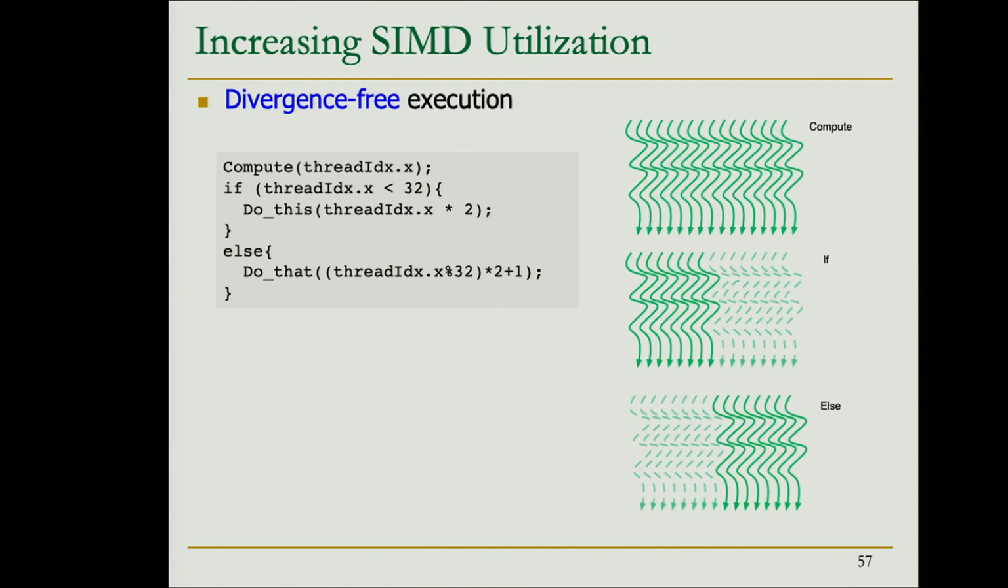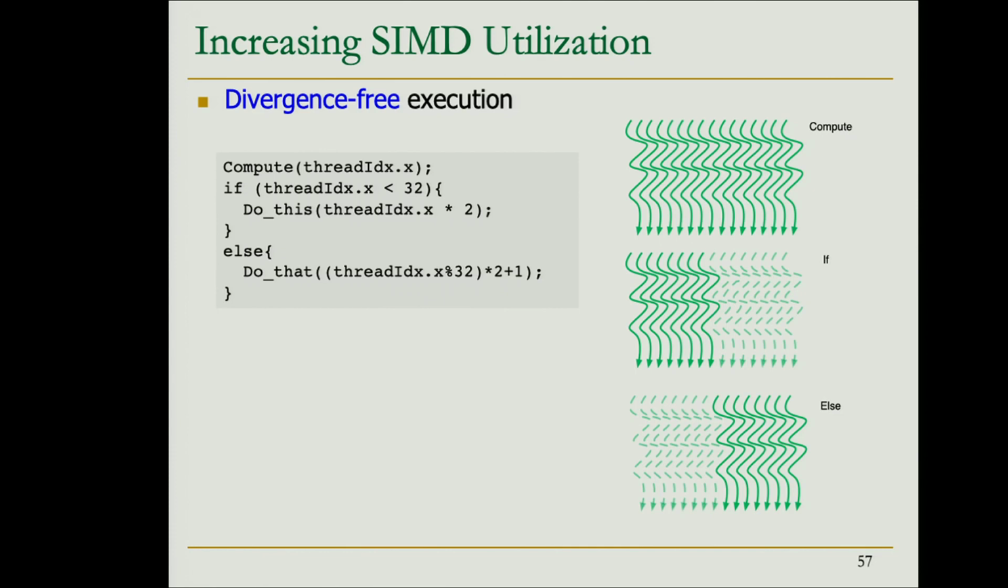So something like this. When we reach the if-else statement, the if part is computed by these threads here, while the else part is computed by these threads here. If these two parts belong to different warps, then I no longer have divergence, and I can have 100% SIMD utilization. This is obviously abstract, right? Because you don't know what "do this" and "do that" are.